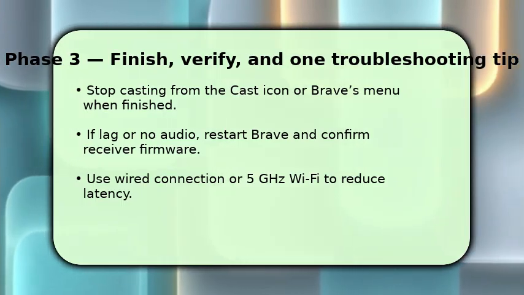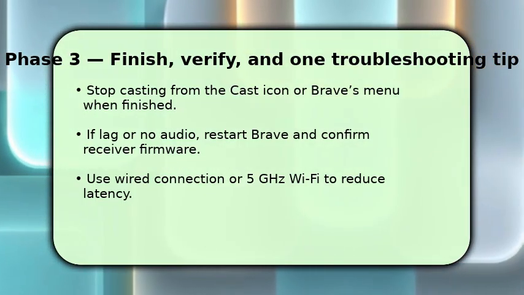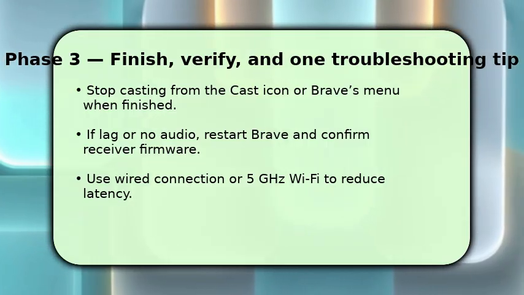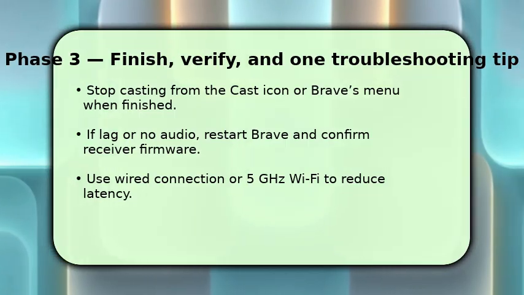For persistent latency, switch the sender to a wired Ethernet link or move both devices to a 5 GHz network. This reduces interference. Finally, reselect the casting source and retry.